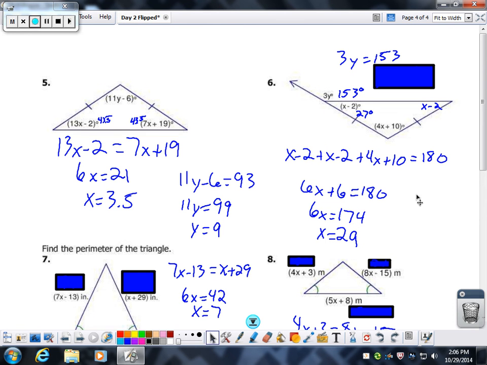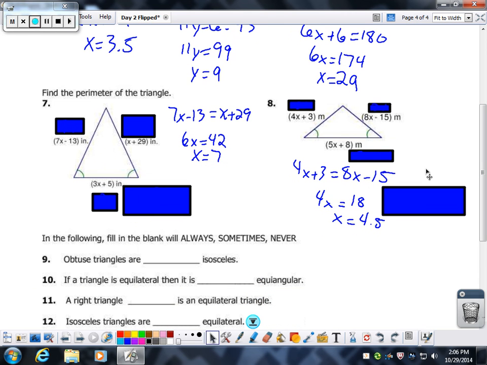Now that we know that x is 29, we can plug it back in. I chose to do it over here next to the 3y because 3y and x minus 2 are a linear pair. So if x minus 2 and x is 29, we get that angle to be 27 degrees, which means that the angle up here is 153. So 3y equals 153, we divide by 3 and we get y equals 51.